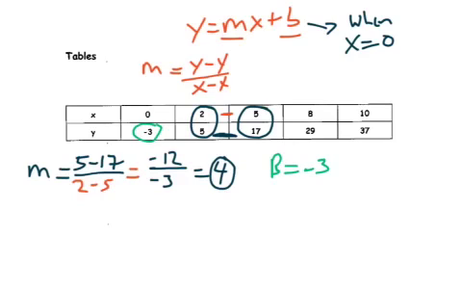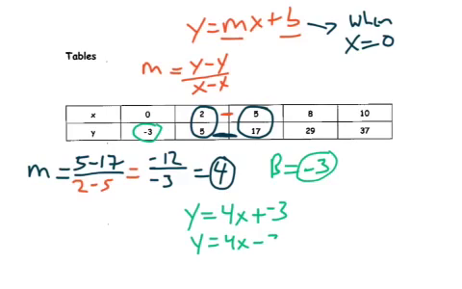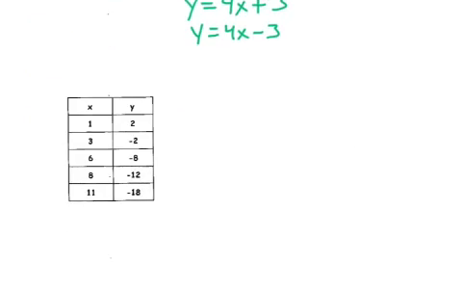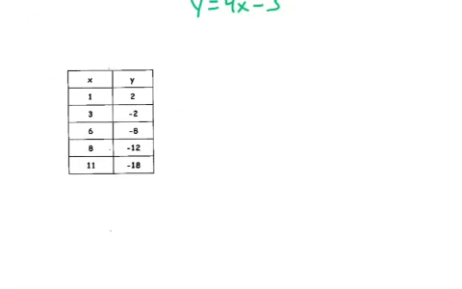And if you have your m, you have your b, you're good to go. Final equation here would be y equals 4x, because that's our m, plus negative 3, or you could write it as y equals 4x minus 3. They are the same. Okay. Take a look at the next table.